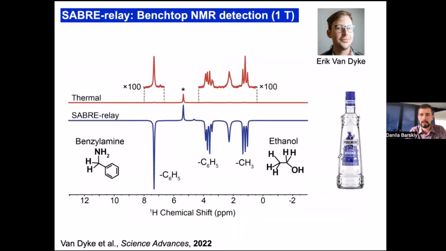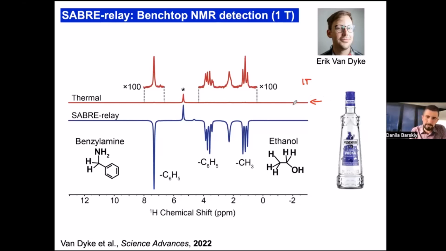And we take vodka. It's really a store-bought solution, a store-bought sample. And we take an aliquot of that sample into our solution, which we already know is optimized. So we optimize for catalyst concentration, we optimize for concentration of benzylamine. And you see an example where on top is a spectrum at thermal equilibrium at 1 Tesla. So it's basically a benchtop NMR spectrometer with 1 Tesla.